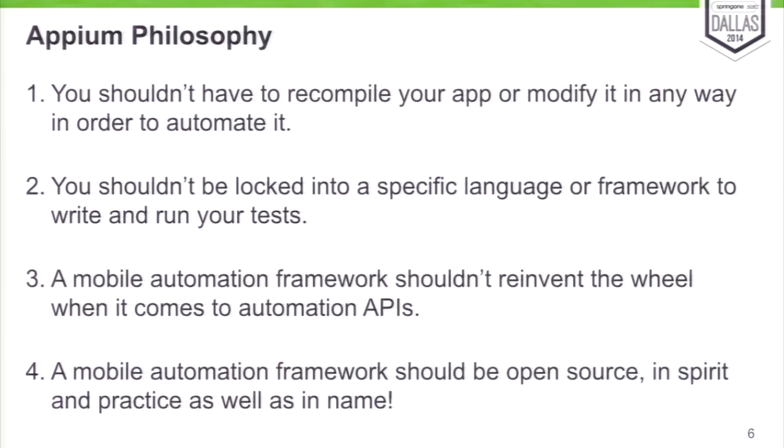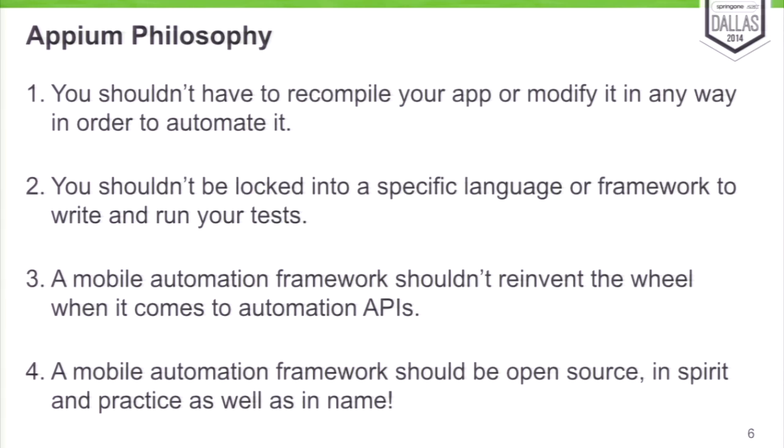So why would I pick this library to use with Groovy? There's tons of options. What are the real reasons for this? There's 4 things here. You shouldn't have to recompile your app or modify it in any way to automate it. This is actually a really important point, and we can get into it in a little more detail in the next slide. Essentially, I don't have to set up a test target. I don't have to set up anything new in my infrastructure or a new build in my CI servers. I'm literally taking the same builds that I would give to a user, and I'm doing my functional testing with them.